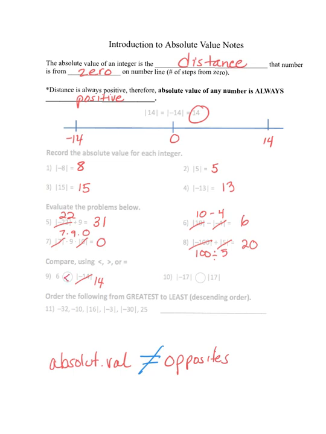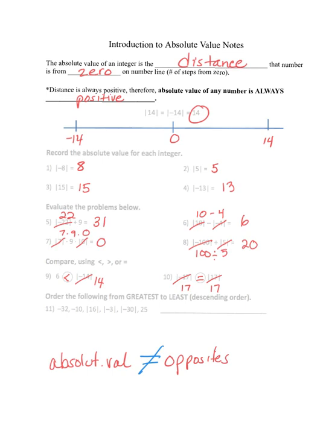With number 10, again, I'm going to change the absolute value of negative 17 to what it is, which is 17, and the absolute value of 17 to what it is, which is also 17. So I can see by doing that that we put an equal sign in the middle, that they are equal.